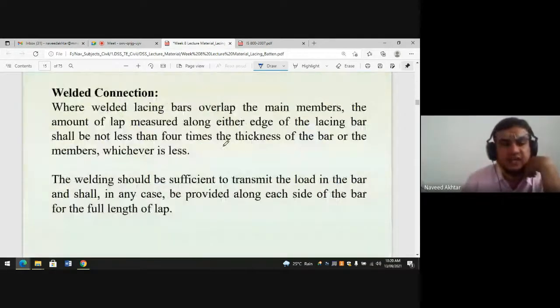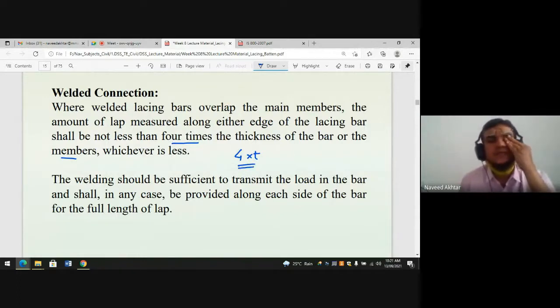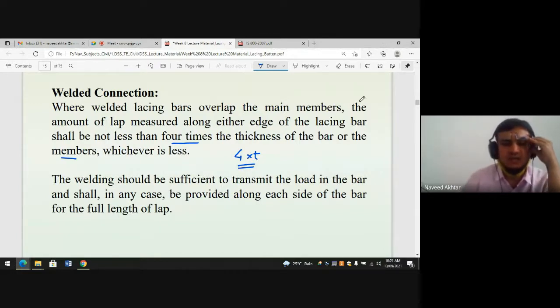वेल्डेड कनेक्शन है, where welded lacing bars overlap the main members, the amount of lap measured along either edge of the lacing bar shall not be less than 4 times the thickness of the bar or the member width, whichever is less. So for the welded connection, the overlap should not be less than 4 times the thickness of the lacing bar.